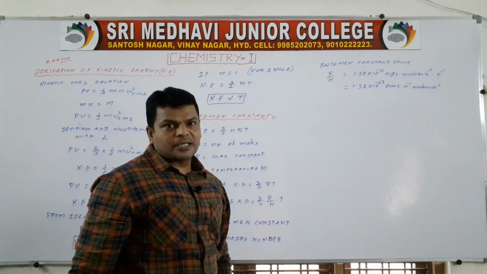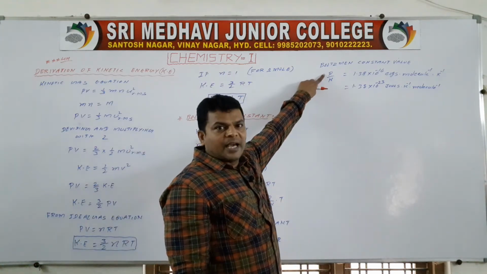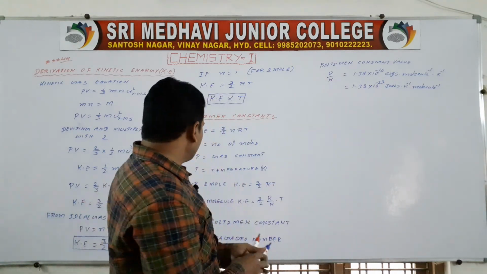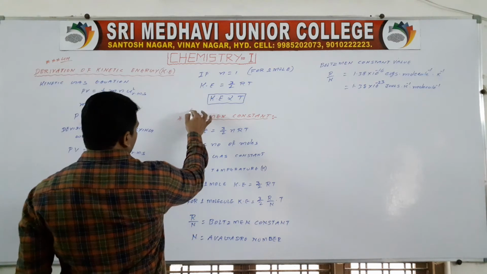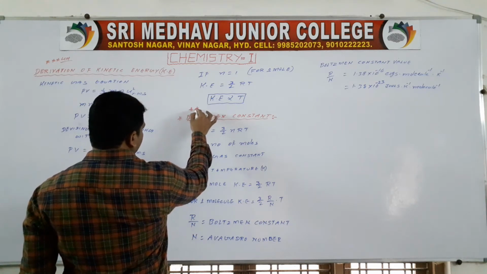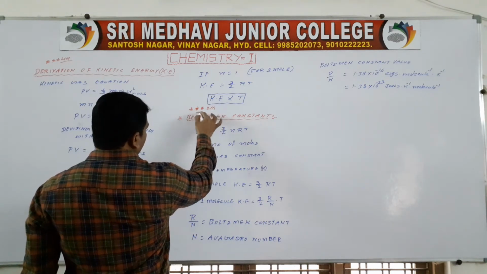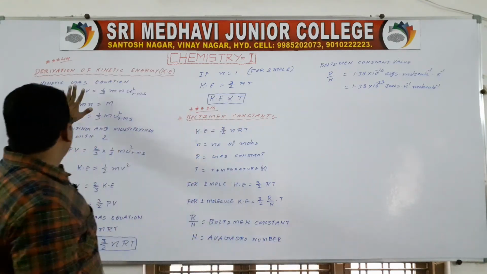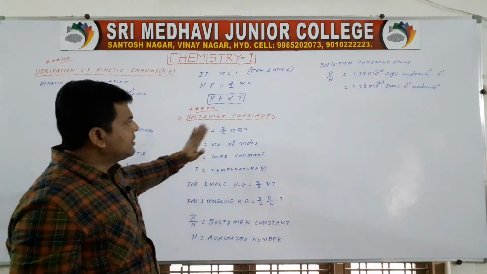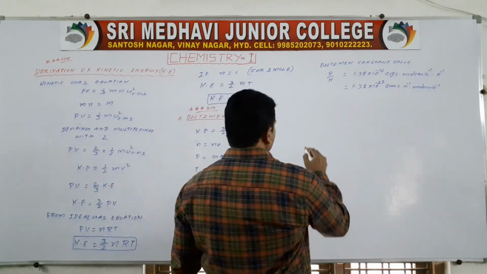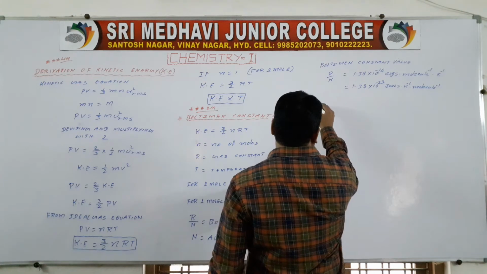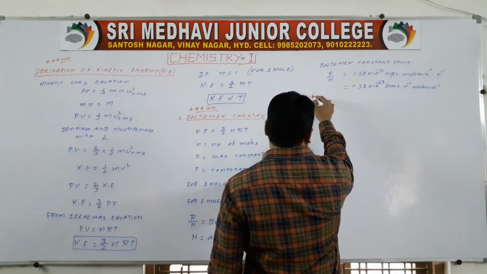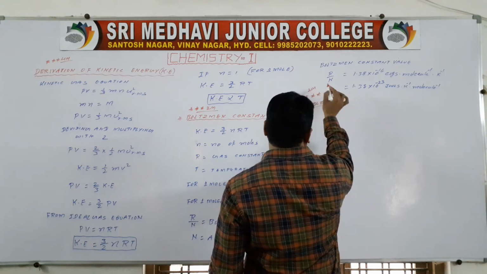What is the Boltzmann constant? The ratio of gas constant and Avogadro number is called the Boltzmann constant. It's very important for 2 marks. Then based on kinetic energy we are going to solve some problems. Very important problems for 2 marks.